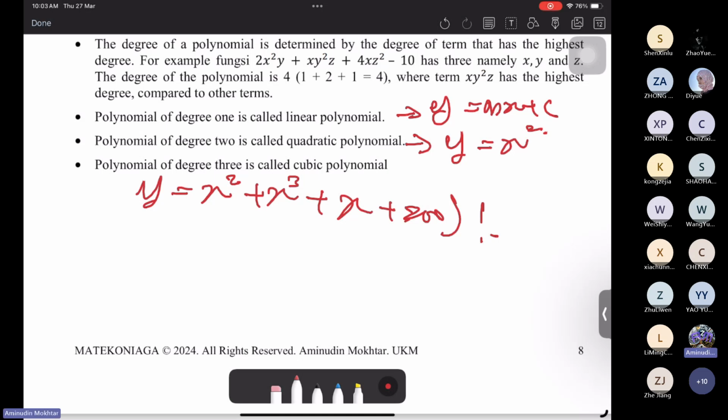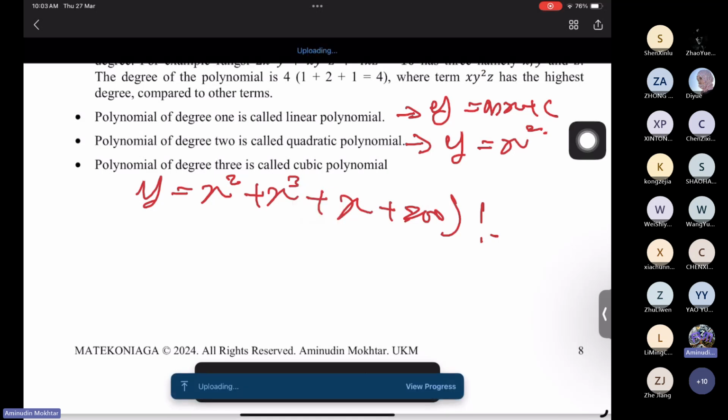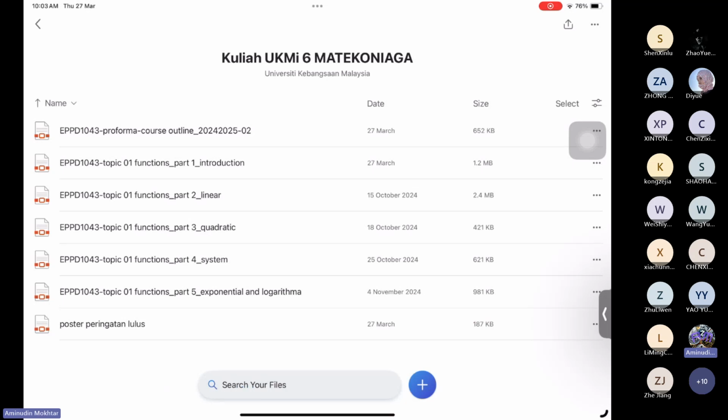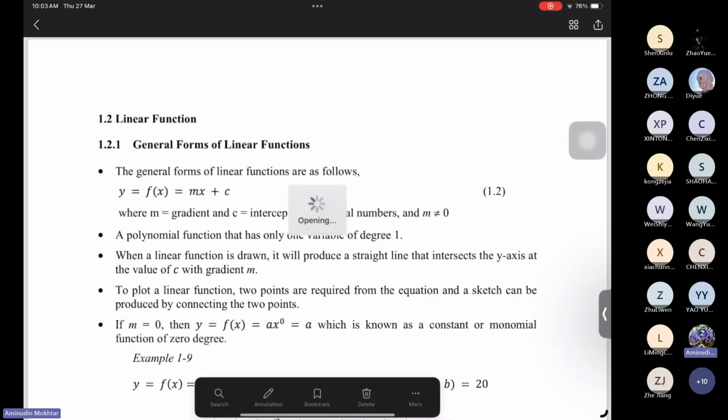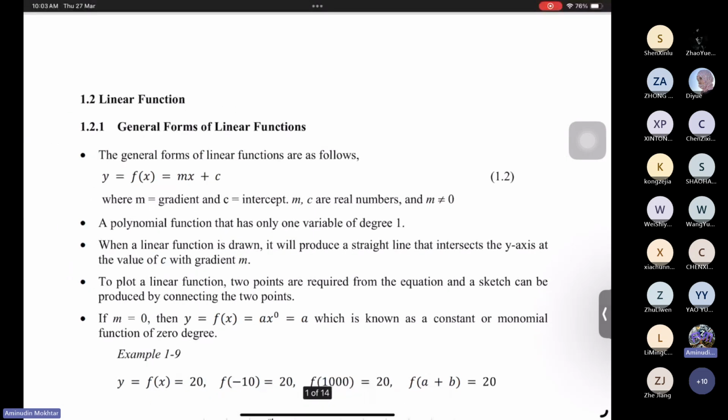Okay, now I will proceed to the second part of this topic. Please refer to topic one, function part 2, linear. What is a linear? The first function I will explain is the linear function. Okay, what is a linear function?